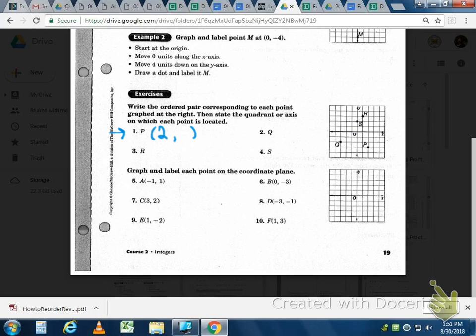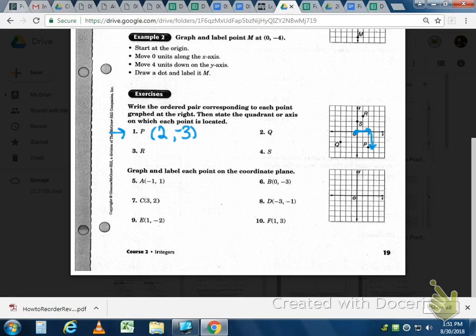So now, Dylan, we started at the origin, and to get to point P, we went 2 places right. Now, how do I get to the P at this point? You need to go 3 down. So what number am I going to write in the ordered pair? -3. So point P is at 2, -3.